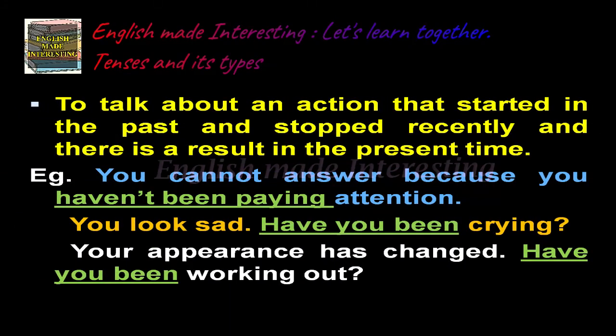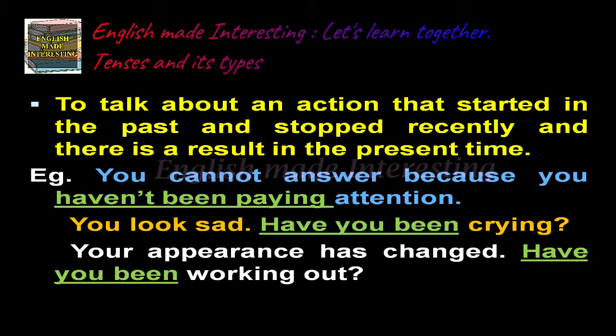Again, we use present perfect continuous tense to talk about an action that started in the past and stopped recently, and there is a result in the present time. Example, you cannot answer because you haven't been paying attention. So the result in the present time is you cannot answer. Why? Because you haven't been paying attention.